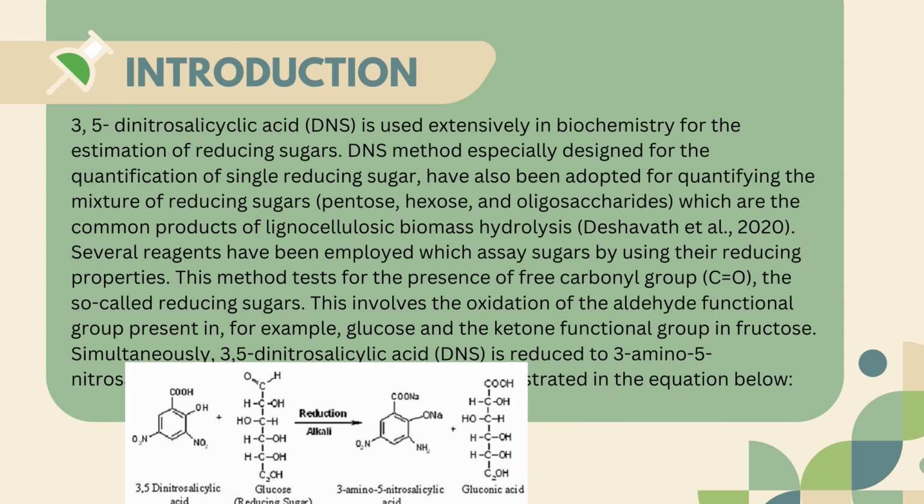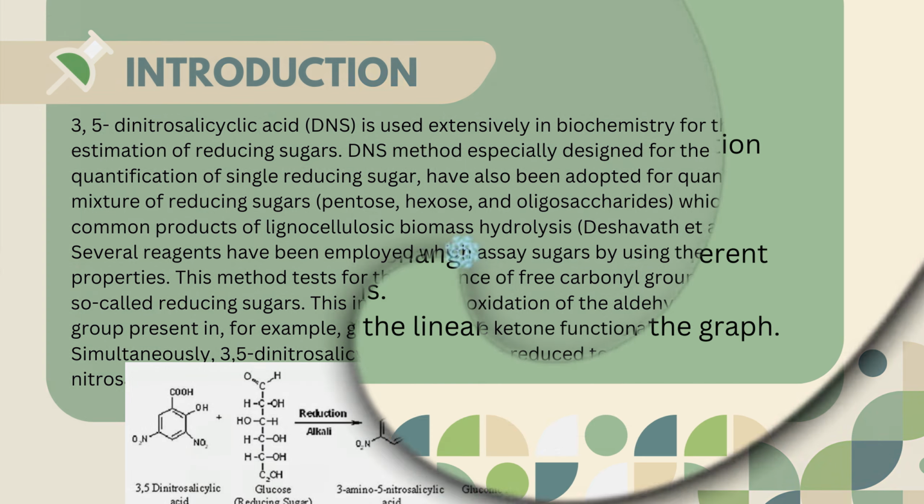For practical 2A, spectrometry, let's learn about sugar analysis using the 3,5-dinitrosalicylic acid (DNS) method. DNS is a key reactant in biochemistry for quantifying reducing sugar, lactose from lignocellulosic biomass hydrolysis like pentose, hexose, and oligosaccharide. The method targets the free carbonyl group, C=O, in sugars such as glucose and fructose, oxidizing them while simultaneously reducing DNS to 3-amino-5-nitrosalicylic acid. Originally for single sugar, it's now widely used for mixtures.